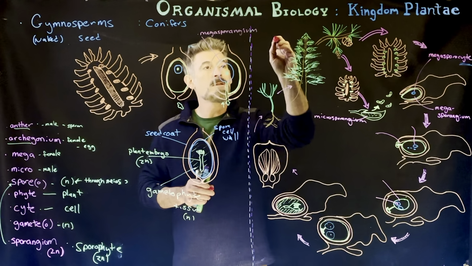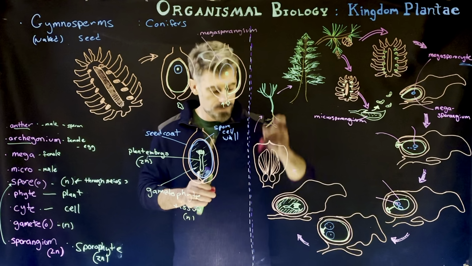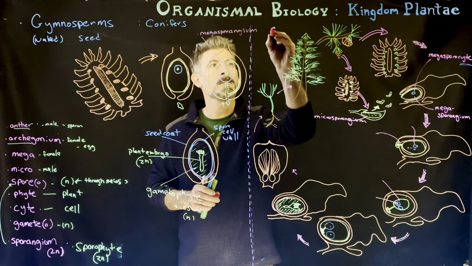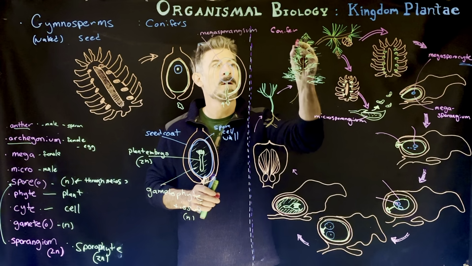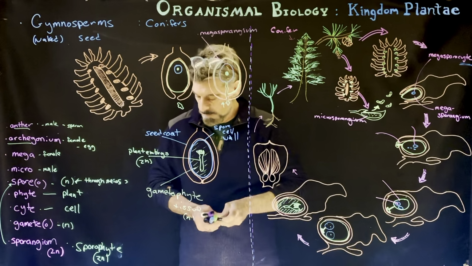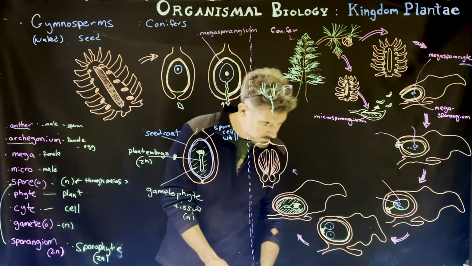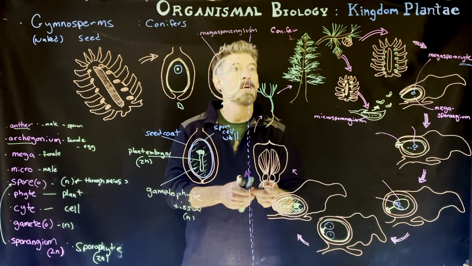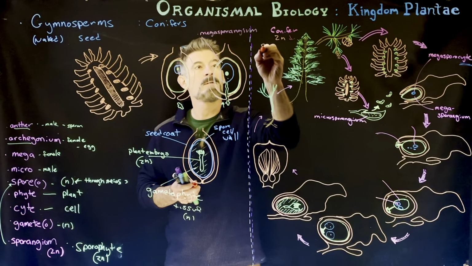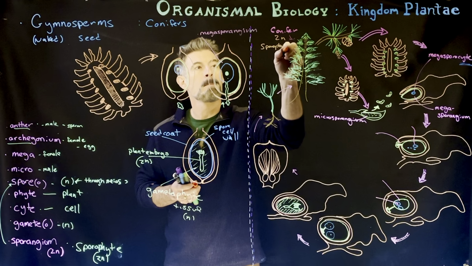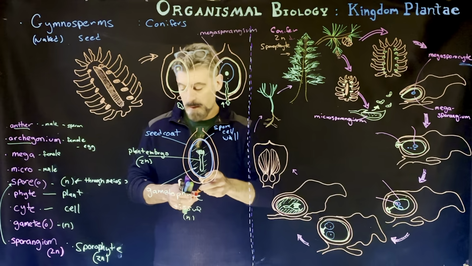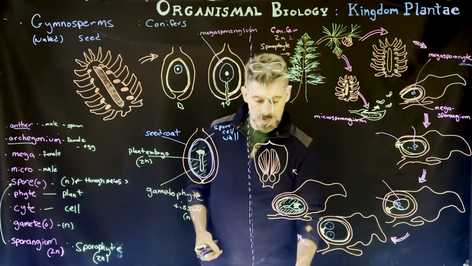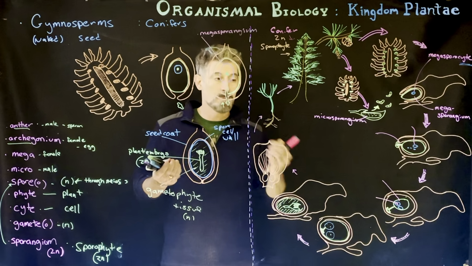So here we have an adult tree, some adult conifer, and this would be the sporophyte. Let me quickly try and find the other marker because my marker is dead. So: 2N, sporophyte plant, large, dominant.